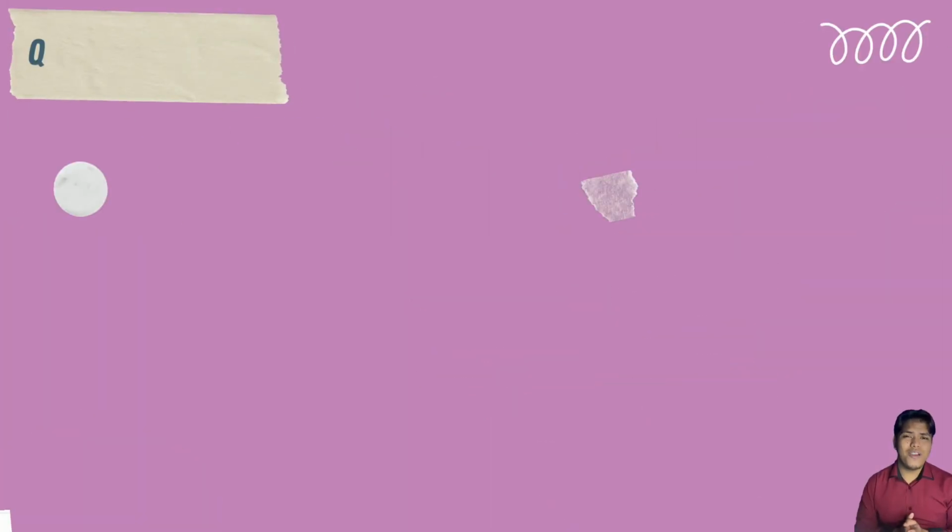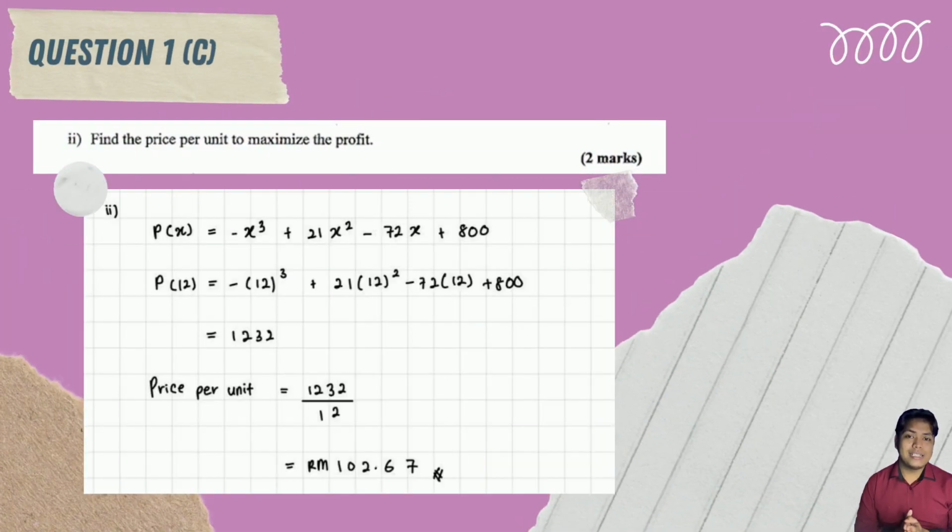Okay, let's move to the very last question, question 1c Roman 2: find the price per unit to maximize the profit, 2 marks. We are already given the profit function, which equals negative x cubed plus 21x squared minus 72x plus 800. We use the value that we already got, which is 12, and substitute it into the profit function, and we will get 1232. But it's not the final answer. To get the final answer, we must divide 1232 by 12 to get the price per unit. Then the final answer is Ringgit Malaysia 102.67.